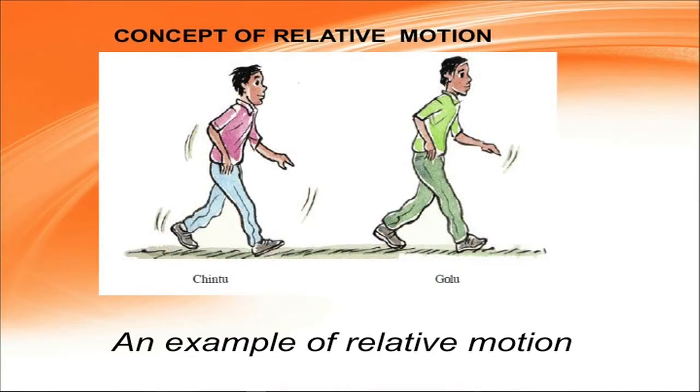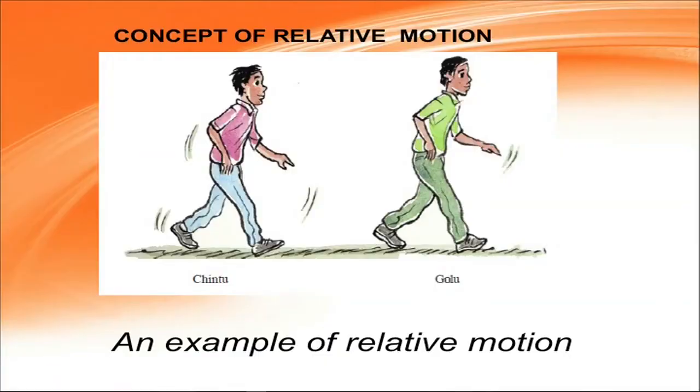Look at the motion of Chintu and Golu. Chintu and Golu are moving to the market, Golu is running and Chintu is walking behind him. What happens to the distance between them? The distance between the two will go on increasing, though both are moving in the same direction. To Golu, it will appear that Chintu is moving away from him. To Chintu, it will appear that Golu is moving ahead and away from him. So, that is also an example of relative motion.